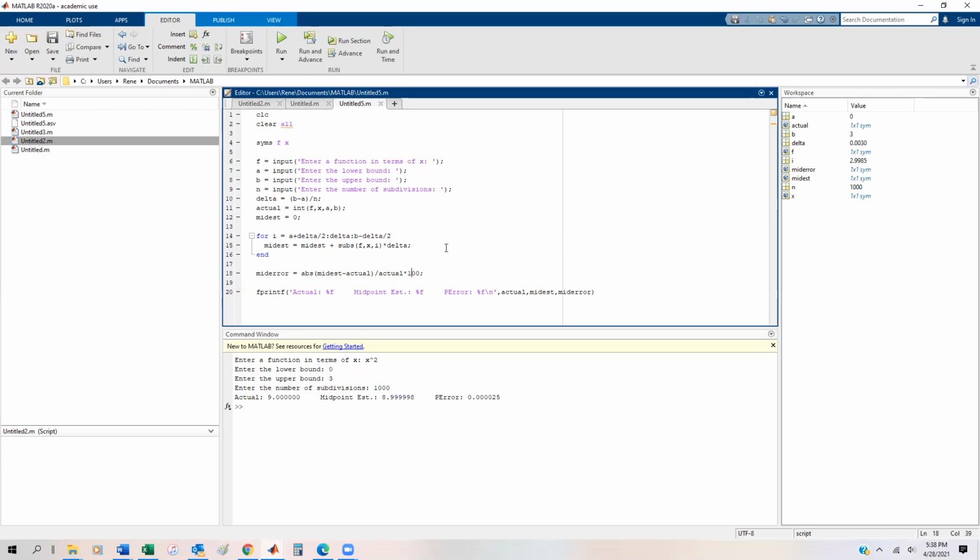So in the next video, I'm going to program the Simpson's rule, the 1/3 Simpson's rule, and then we're going to take a look at a specific type of problem where we could apply this.